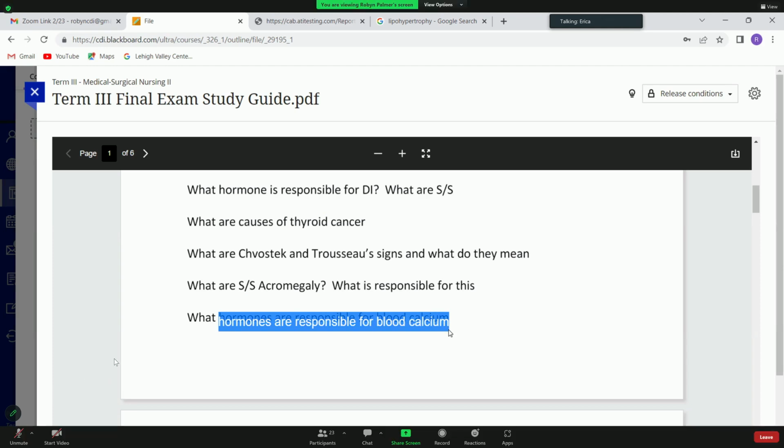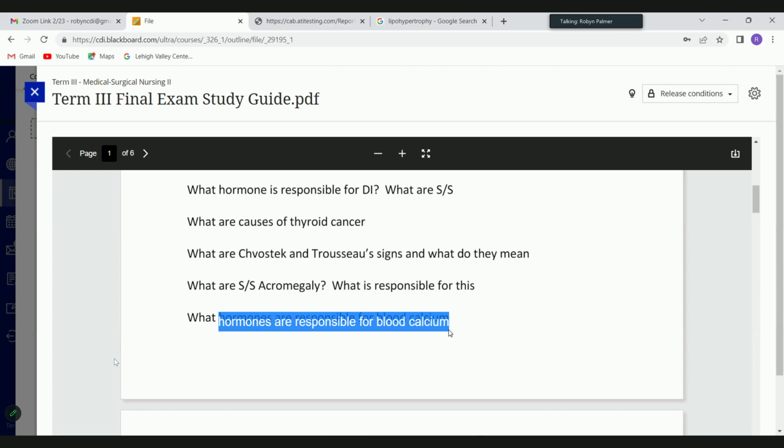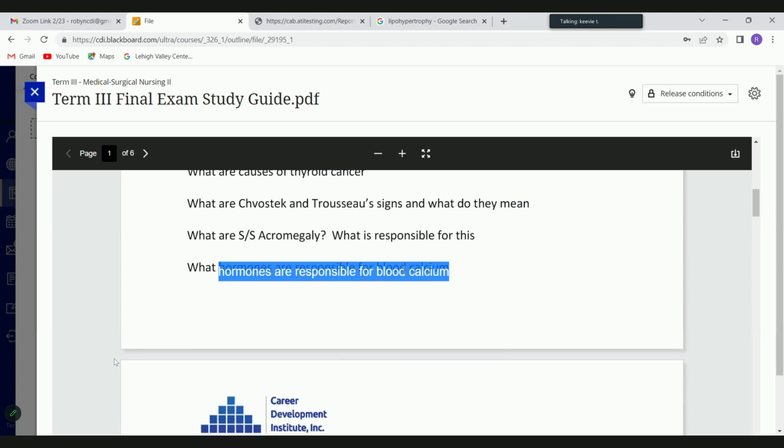What hormones are responsible for calcium, and what gland are they associated with? PTH and calcitonin, right? Someone said parathyroid. Which one is associated with the parathyroid, the PTH or the calcitonin? PTH. And what's calcitonin associated with? Lowering calcium in the blood.